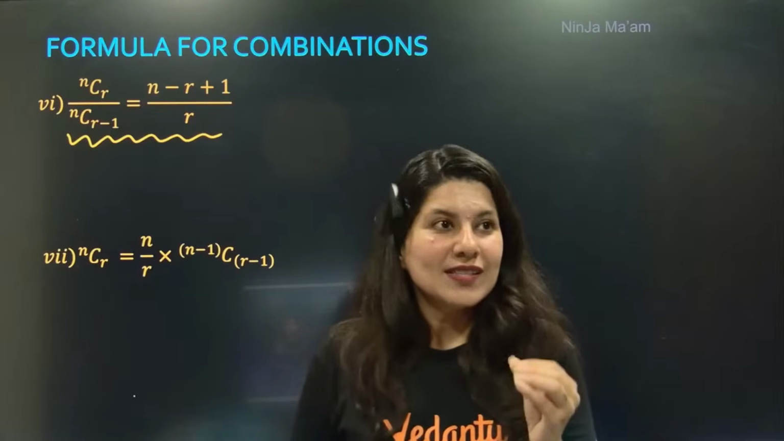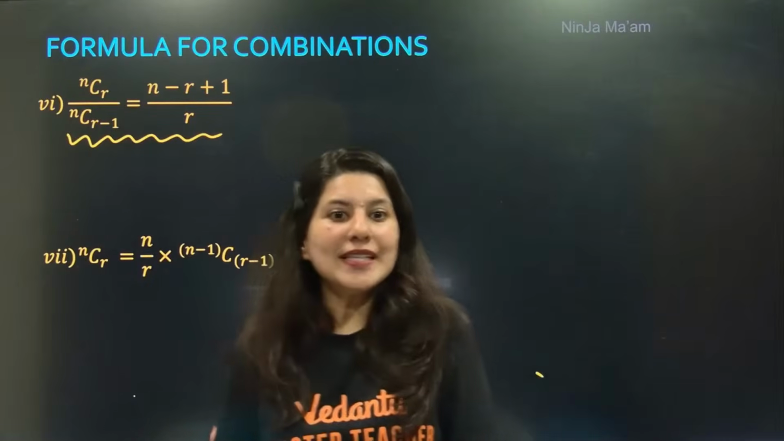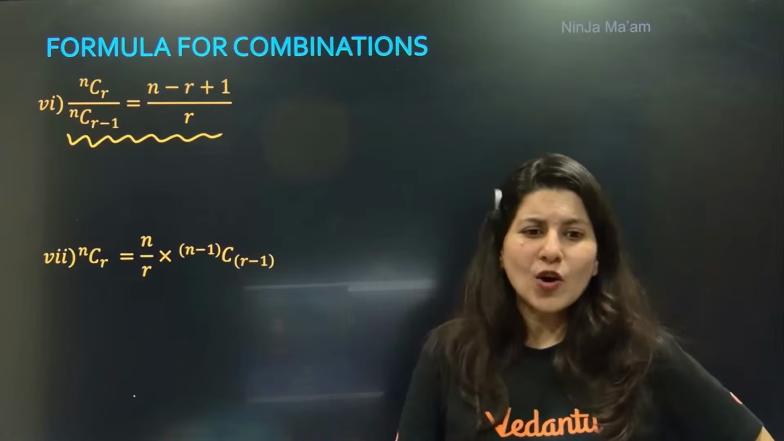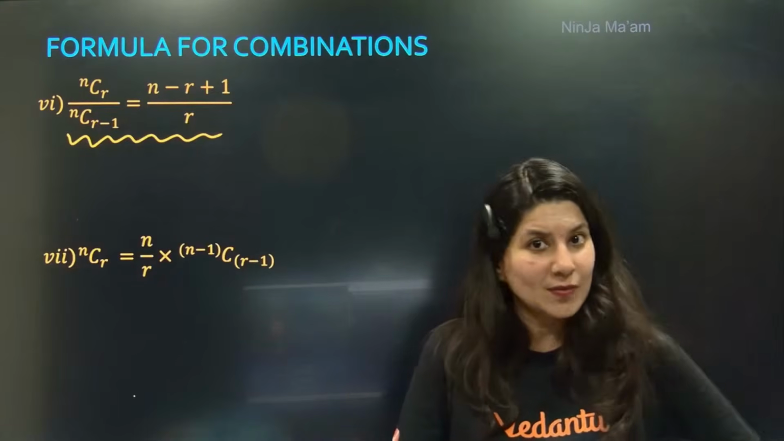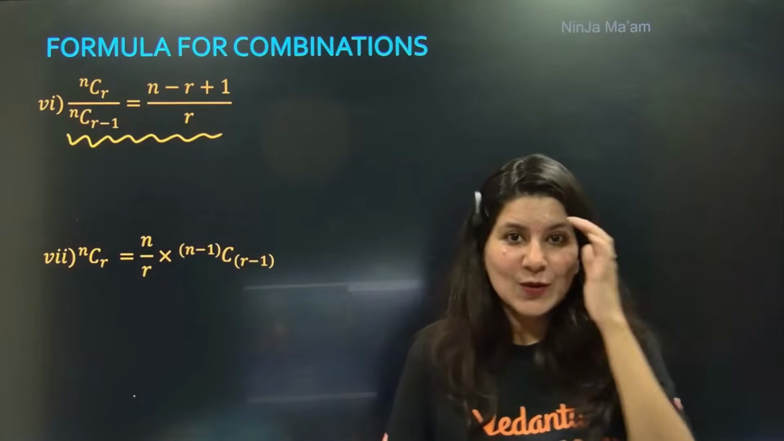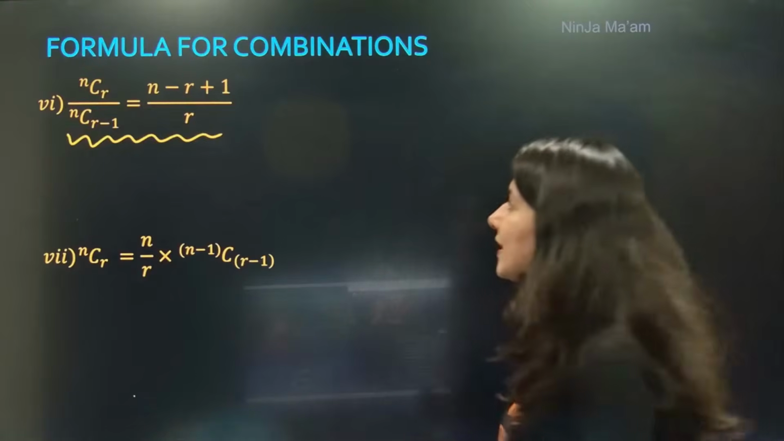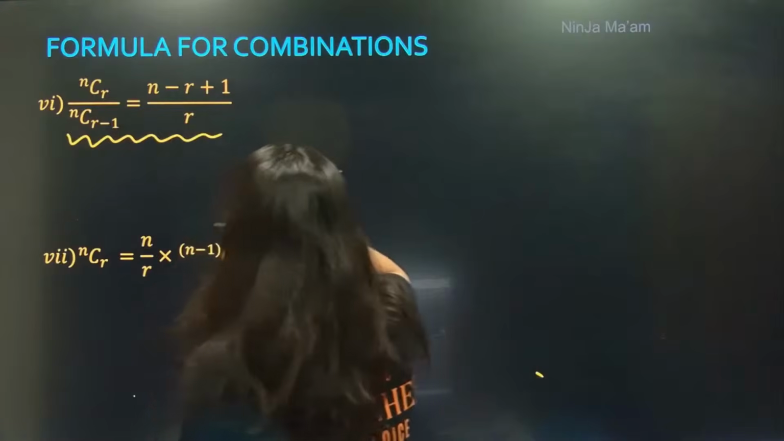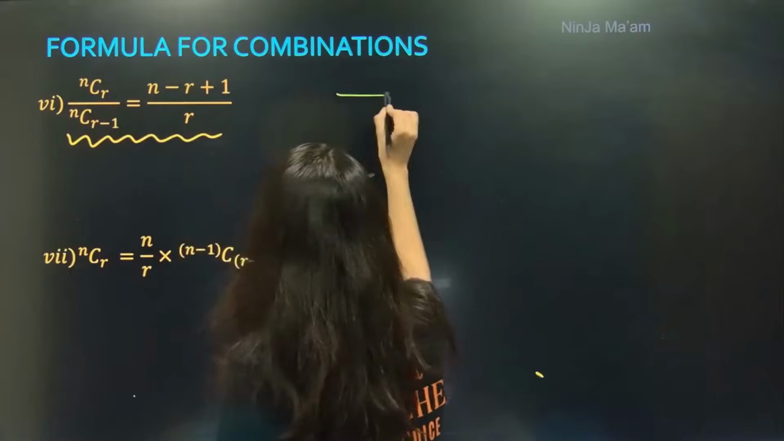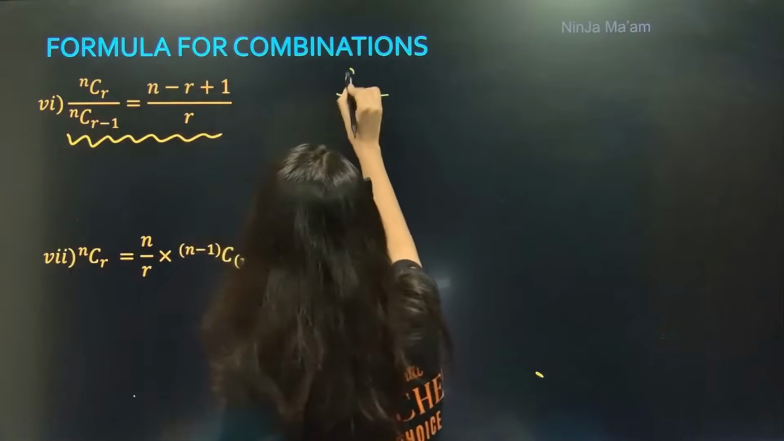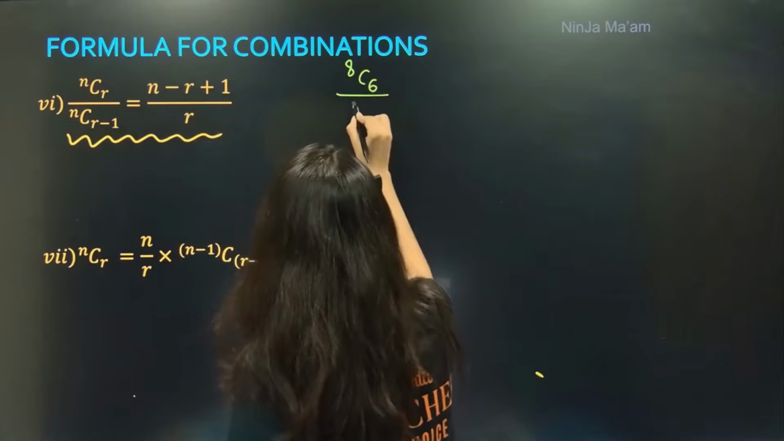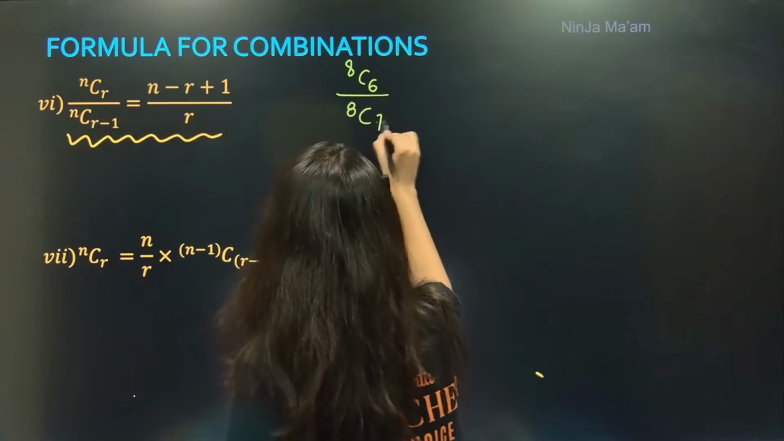Sometimes you don't even know the properties. That's why you are feeling that binomial coefficients are very heavy for us. But it is not like that. Just understand the properties. Whenever ratios are involved, let me tell you. Suppose you are given two different ratios. Suppose it is 8C6 and 8C7.